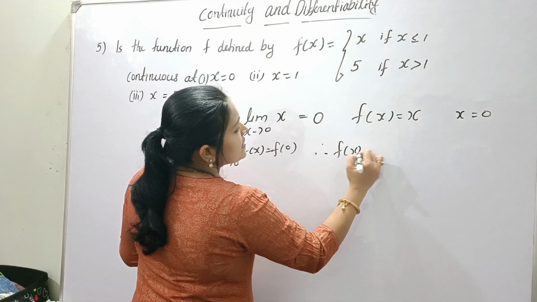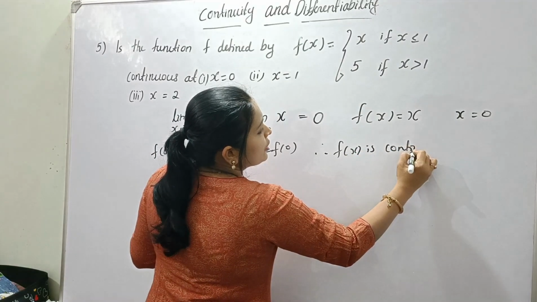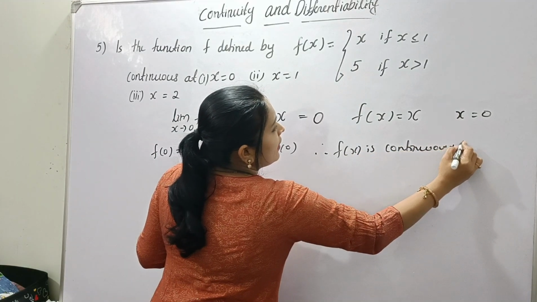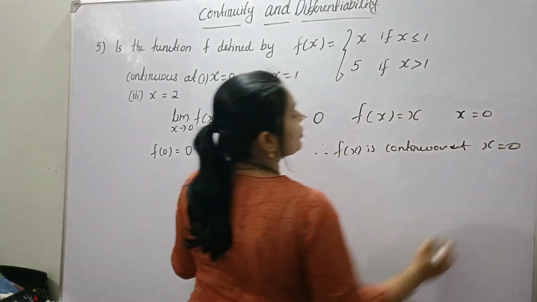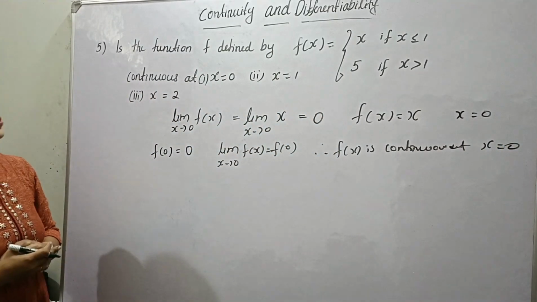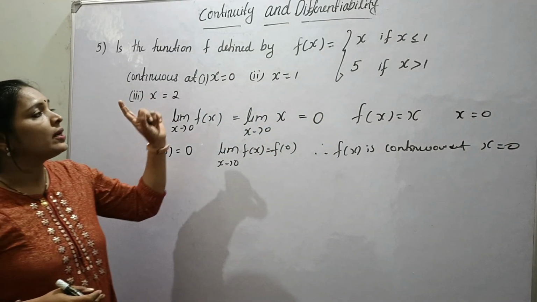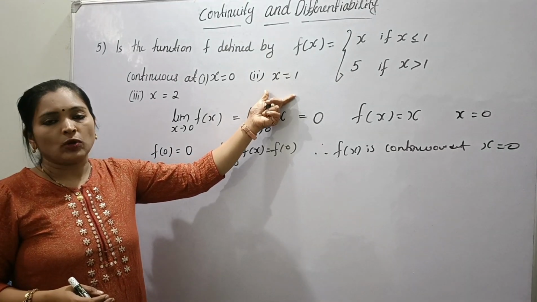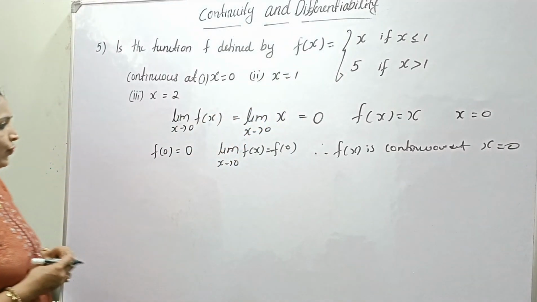Therefore f of x is continuous at x is equal to 0. Okay, next we have to check this function at x is equal to 1. Okay, continuity of the function at x is equal to 1.